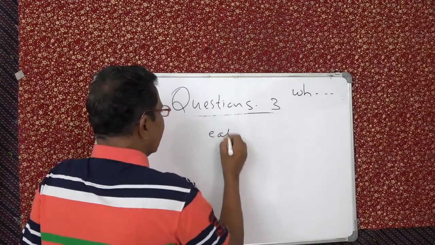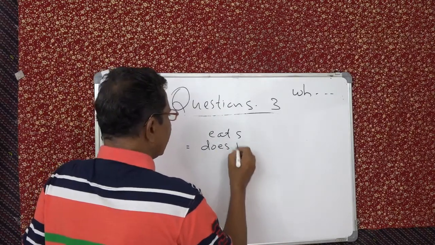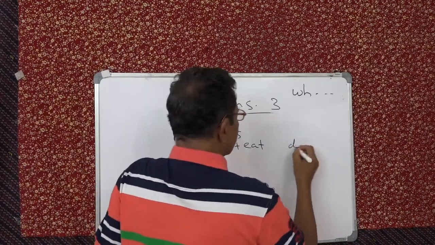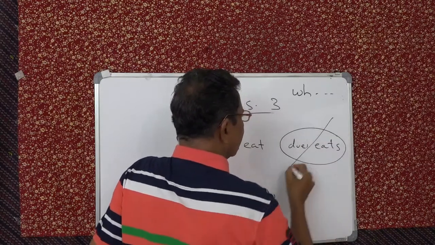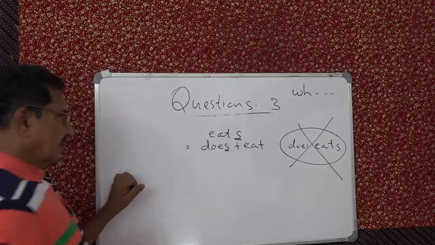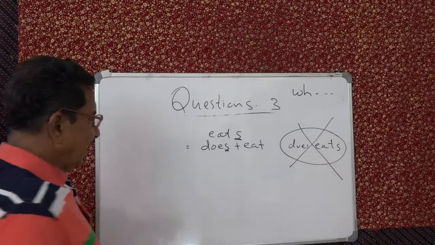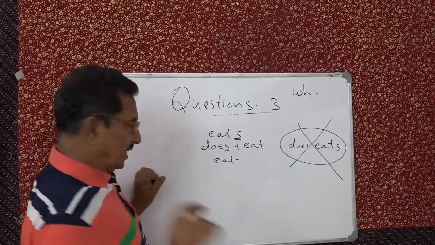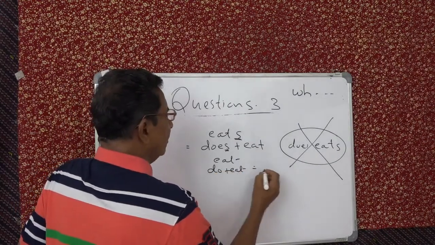Eats is equal to does plus eat. Not does eats. Because this tense marker is now here, therefore this is free. It is free of the tense marker. But the eat, there's no problem because the tense marker is not seen. Therefore, when you say do plus eat is equal to eat.